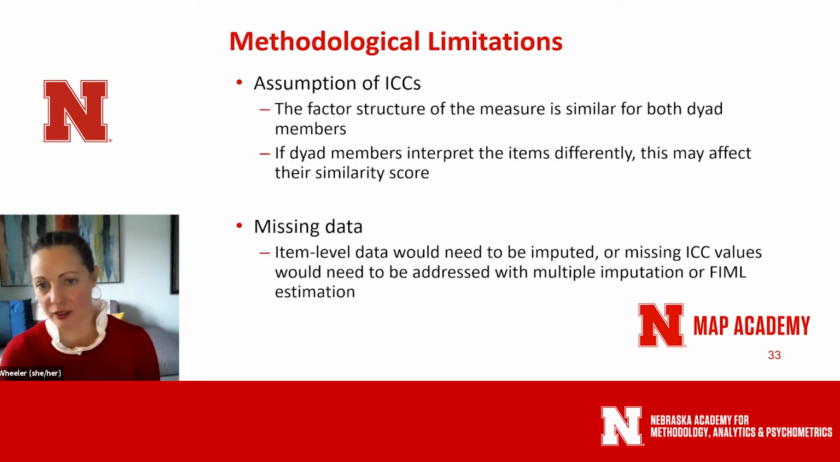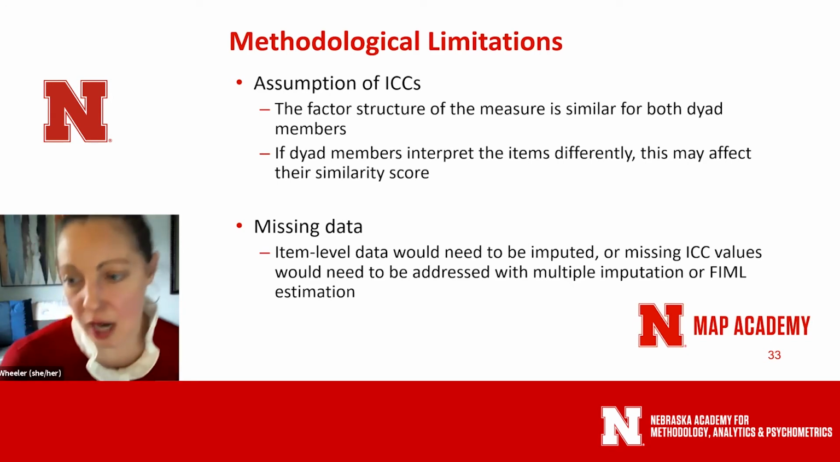But of course, as with all of our approaches, there are some methodological limitations of the ICC. First, given the manifest nature of the computation of the ICC, it really does assume that the factor structure of the measures is similar for both members of the dyad. What do I mean by that? If dyad members interpret the items differently, this may affect their similarity score. As with any manifest or observed variable or a composite variable that we're creating, you can't adjust for that. That's an assumption that's inherent to this type of approach.